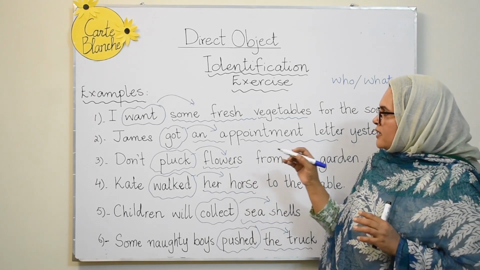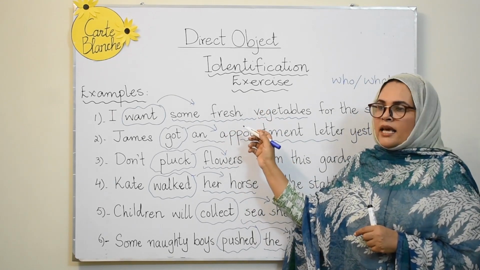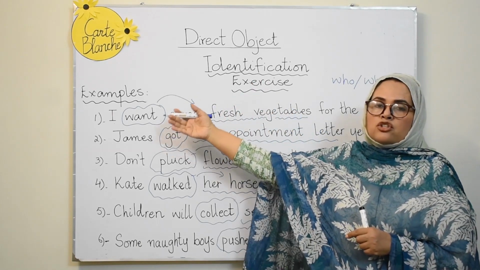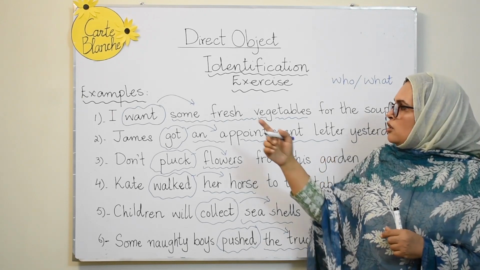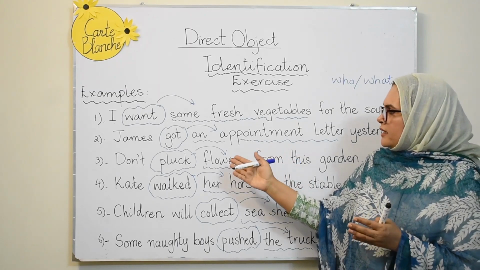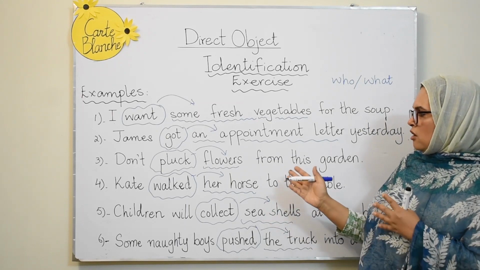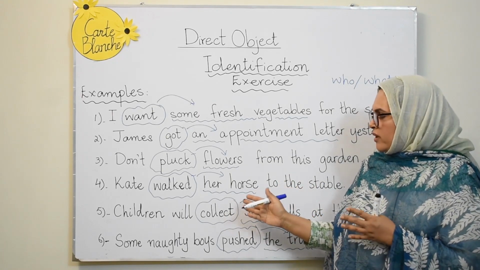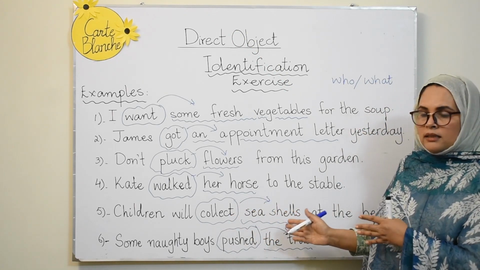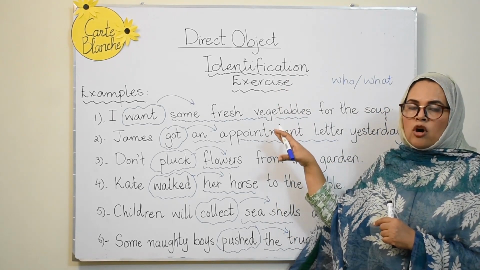But the main thing that is a prime focus is that a direct object is the part of the sentence which takes the action of the verb to itself. So you want something, what is that? Fresh vegetable. James got an appointment letter. Don't pluck what? Flowers. She walked her horse to the stable. Children will collect what? They will collect seashells. Some naughty boys pushed what? The truck. So this is how you have learned direct object.